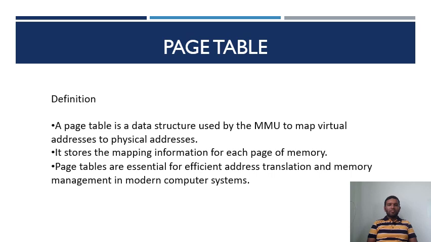This is a definition explanation of the page table structure used by the MMU to map virtual addresses to physical addresses. It stores the mapping information for each page of memory. Page tables are essential for efficient address translation and memory management in modern computer systems. This was the page table.